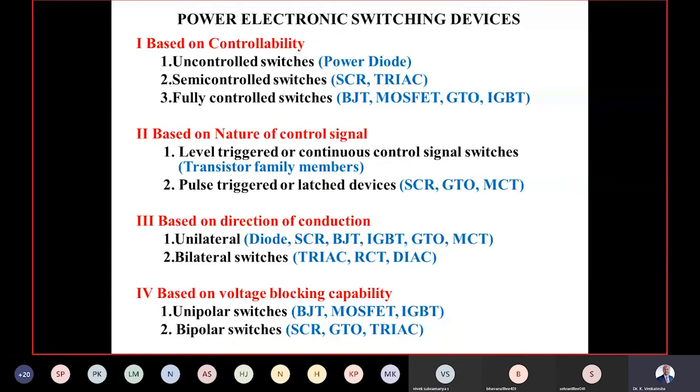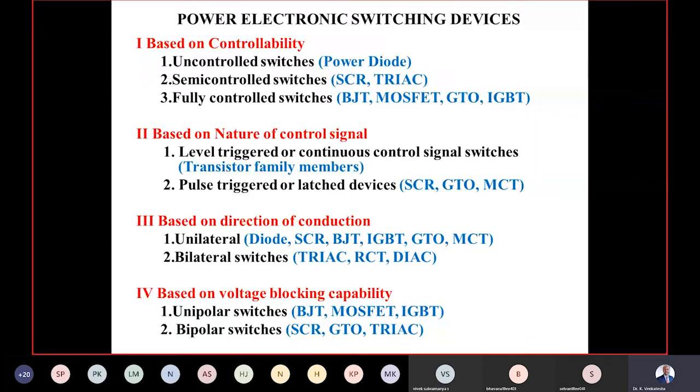Polar, when I say polar, it's nothing but the voltage point of view. Unipolar, bipolar. Unipolar can handle voltage of one polarity. Bipolar can handle voltage of both the polarities. You reverse the voltage and give minus 200, it can handle. So those are based on the voltage capabilities.